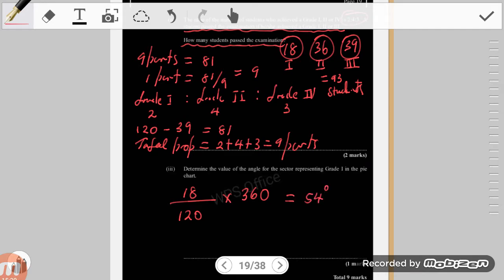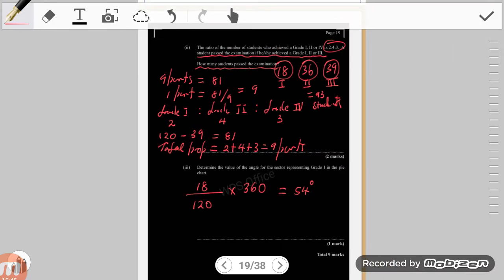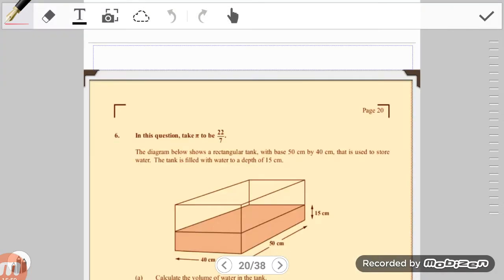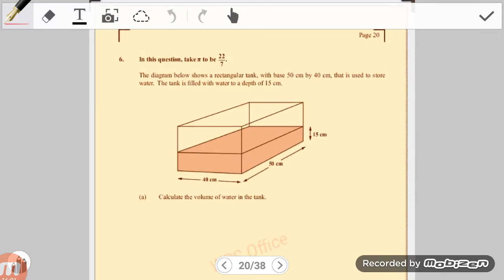Alright, and that is the angle that represents grade 1. Alright, tricky little question. It's not as straightforward as you think it is. It's a mixture of ratio with the pie chart. Never seen this combination before, but that is CSEC for you. Alright, lots of different kinds of questions. Let's move on now to question 6.